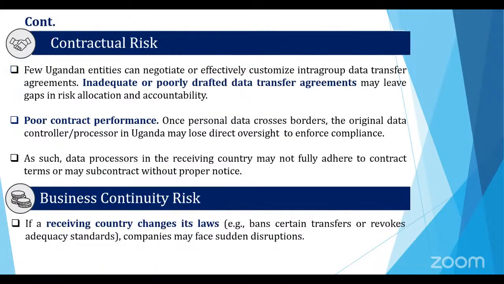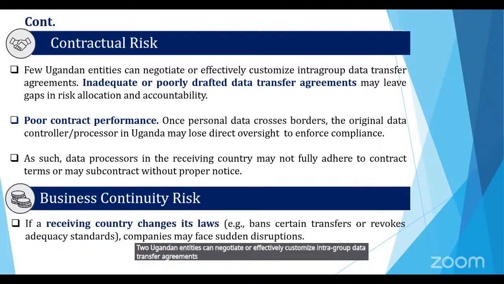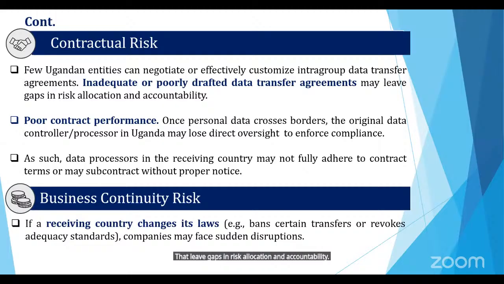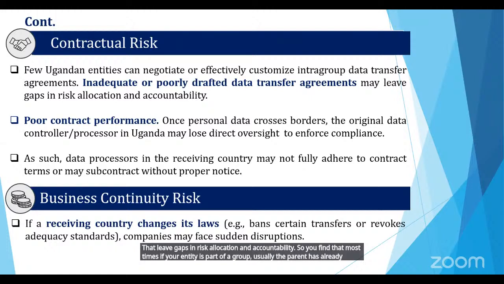So there's also contractual risk. This is a key risk for us to take note of. And how I can best explain it is in these 3 ways: first and foremost, few Ugandan entities can negotiate or effectively customize intra-group data transfer agreements. And this, of course, will result in either inadequate or poorly drafted data agreements that leave gaps in risk allocation and accountability. So you find that most times, if your entity is part of a group, usually the parent has already developed a template for this agreement, and by the time it's passed down to you, it's really just for signing.